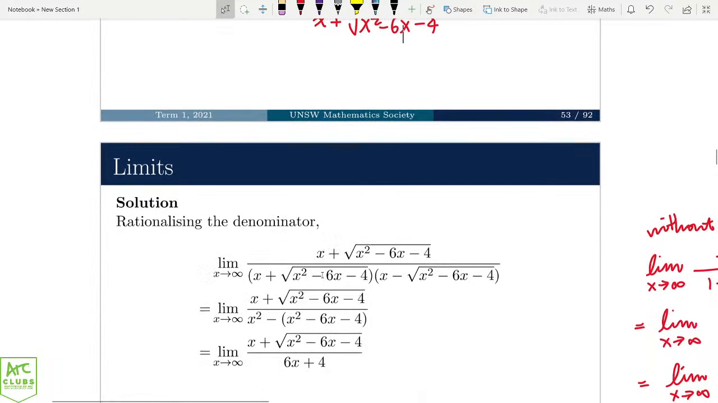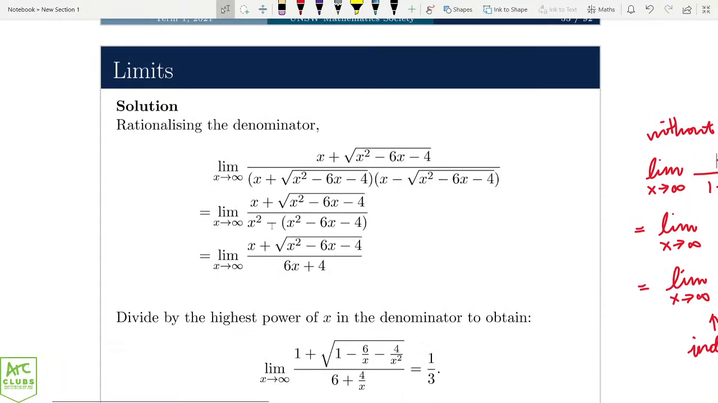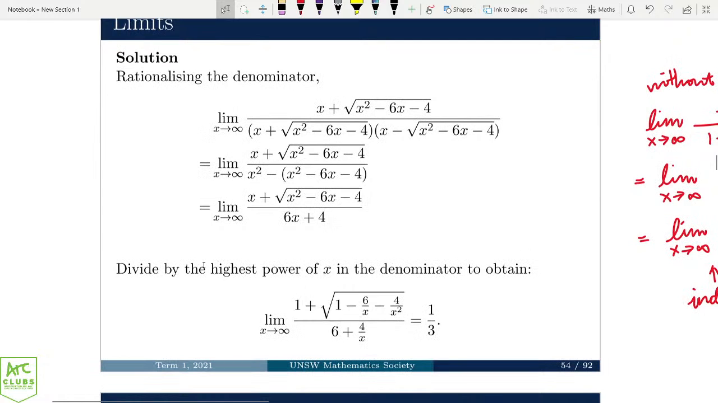So that's exactly what we've done here. And then because we can simplify the denominator, we end up with x squared minus 6x minus 4. And then that simplifies further to 6x plus 4. Now that we have a nice and rationalized fraction, we can then do what we usually do with limits. So we divide by the highest power of x in the denominator to obtain this particular expression over here.